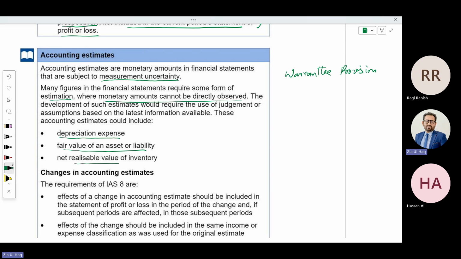Net realizable value of inventory. At what amount you will sell the inventory and what will be the expenses. Expenses, selling cost, also include delivery cost. Delivery cost depends upon fuel prices. Fuel prices change every month. So you can make a guess on it. That is an estimate.